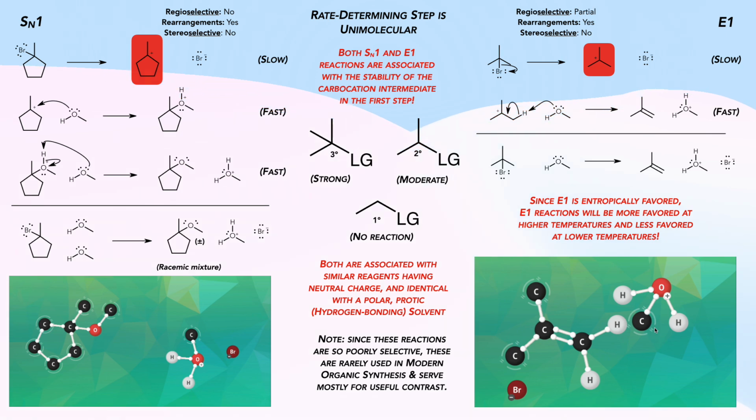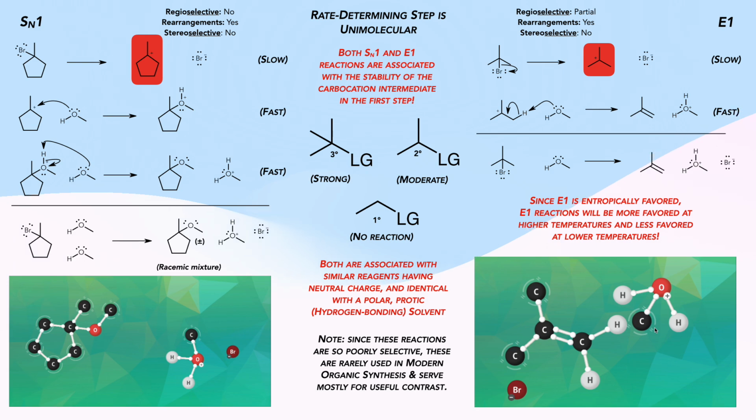Fast rearrangements, nucleophilic attack, and ultimately you will have a racemization because the carbocation is planar. SN1 isn't regioselective or stereoselective, and of course it's prone to rearrangements. This is why SN1 and E1 are mostly pedagogical contrasts in modern organic synthesis. They are helpful to understand, but rarely desirable because of their poor selectivity.